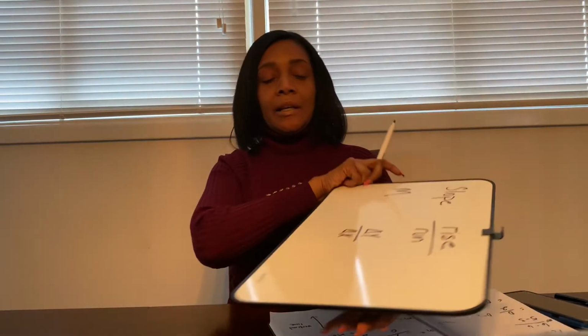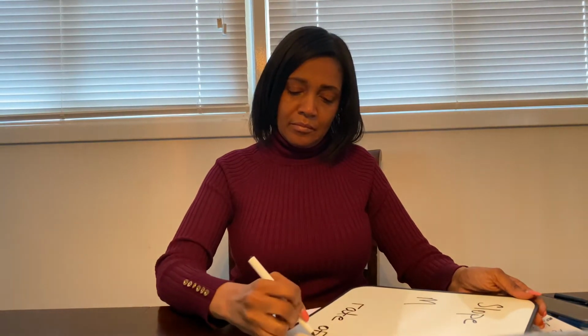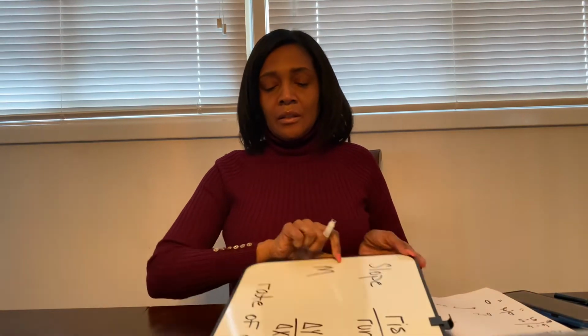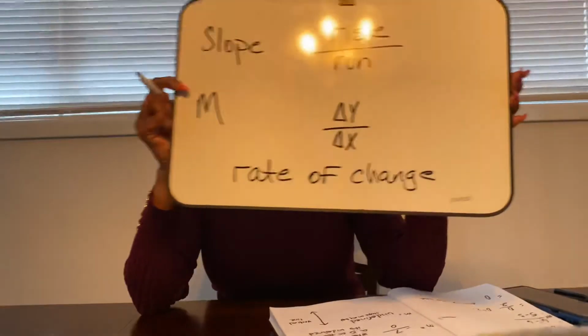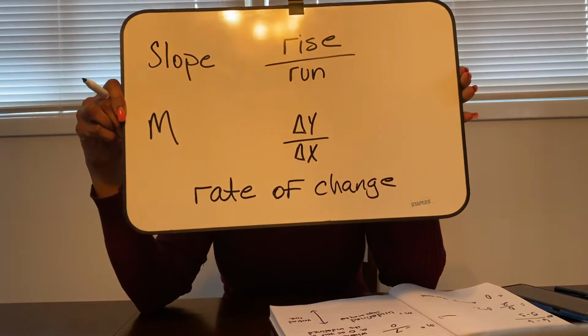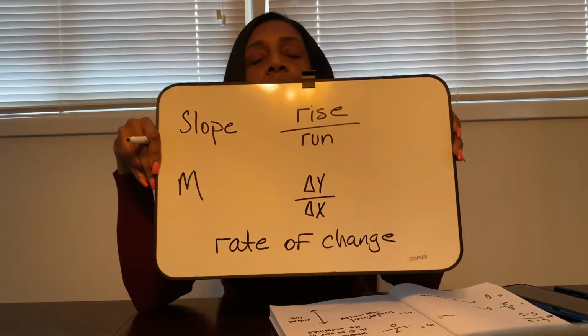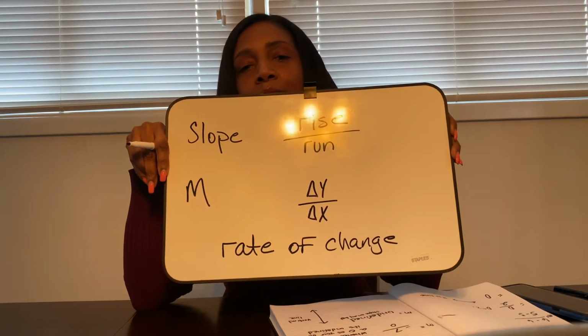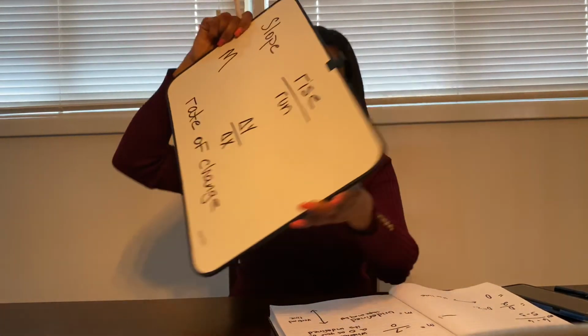Also, one that I forgot. You may also be asked to find the rate of change. The rate of change is also another way to be able to identify the slope in a problem. Okay?